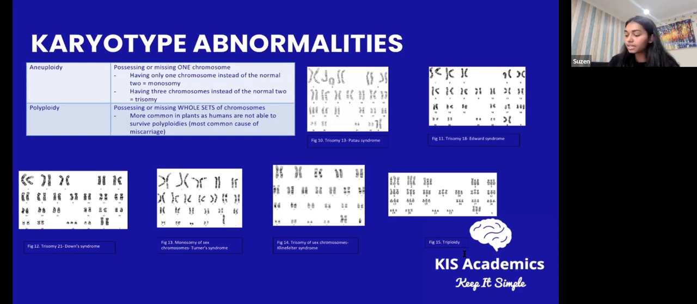In figure 10, we can see the trisomy 13, which is Patau syndrome. Trisomy 18 is Edwards syndrome. Trisomy 21 is Down syndrome. That's the most common one, and the one that most people are able to survive.